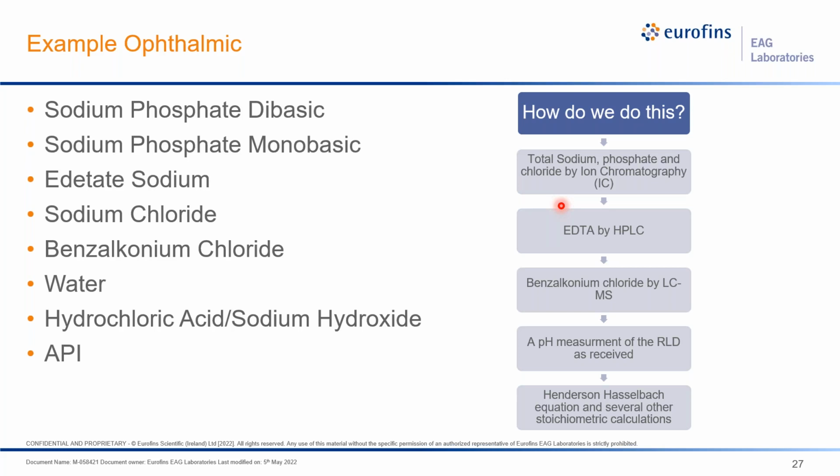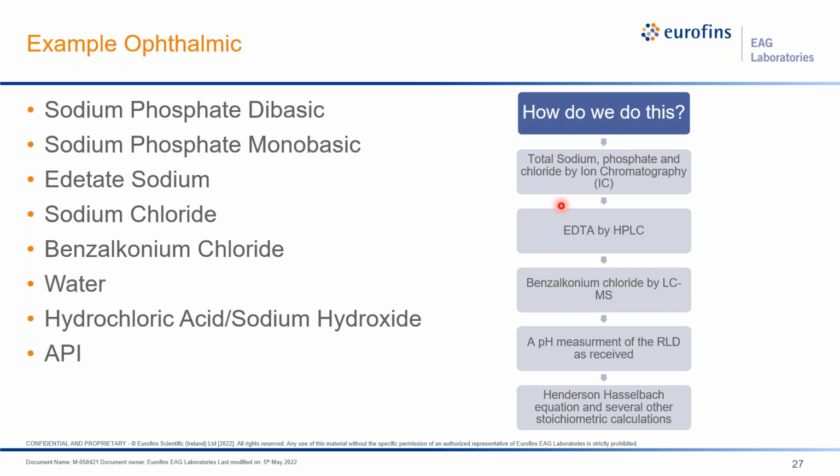Once we're done with benzalkonium chloride, we associate the rest of the chloride with sodium chloride. That pulls another piece of sodium away from the total. So now what we're left with is a total sodium, total phosphate. Everything left should be associable with sodium phosphate, dibasic and monobasic.